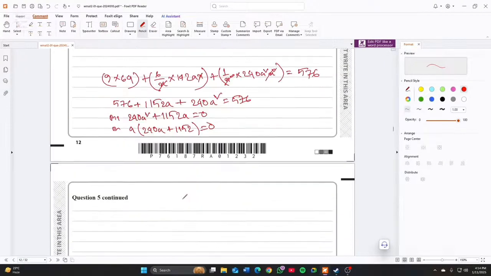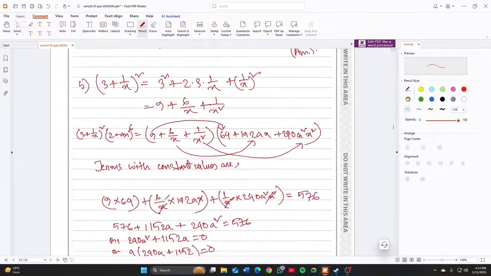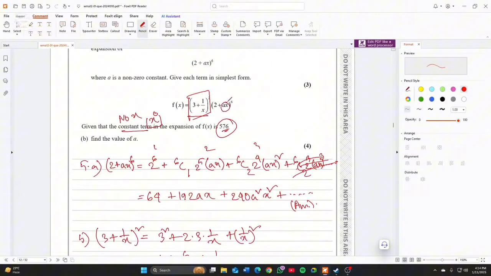So from here we get that it's either a equals 0 or 240a plus 1152 equals 0. Therefore a equals minus 1152 by 240, and dividing them gives us minus 24 by 5. That is our answer. Also keep in mind that we cannot put the value of a as 0, because if this is 0, then 2 plus ax, this whole term becomes 0, and the binomial expansion is no longer valid.